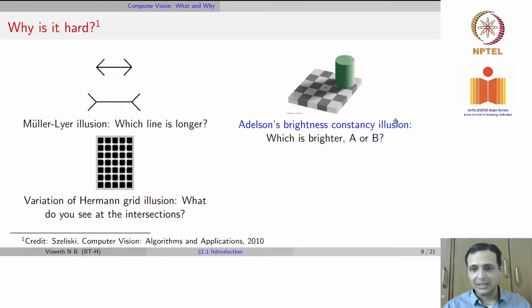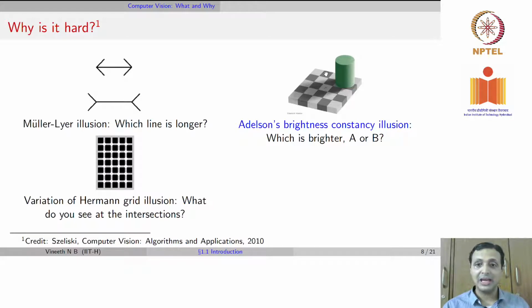But the question that we want to ask here is, if you look closely, there are two squares, A and B, that are labeled on that checkerboard. And we ask the question, which is brighter, A or B? What's your answer? So the truth is, obviously it looks like B is brighter and A is darker.